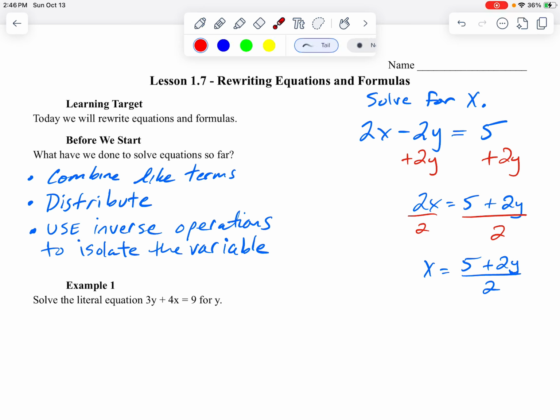We need to recognize here that when we divide this by 2, I have 2 different terms. What that really means is 5 divided by 2 plus 2y divided by 2. We could technically simplify this a little bit further. I could split that up and say 5 divided by 2 plus, and since 2y divided by 2 is just y, we could write it like this. We could do the division on the second piece of that, but most of them are going to end up looking like this.